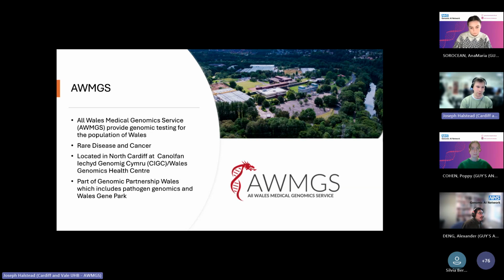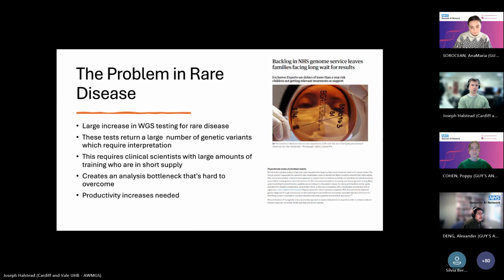So who are AWMGS? We're the All Wales Medical Genomic Service, and we provide genomic testing for the population of Wales. That's across rare disease and cancer. We're located in North Cardiff at the CIGC site, just off the M4, and we're part of a group called Genomic Partnership Wales, which includes Pathogen Genomics and Wales Gene Park, which are co-located at the same site. We've got a lovely new building, a new site. We're trying to build a whole life sciences hub in this area in North Cardiff. So my day job is bioinformatics of rare disease.